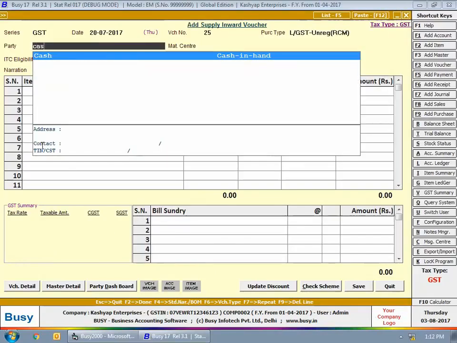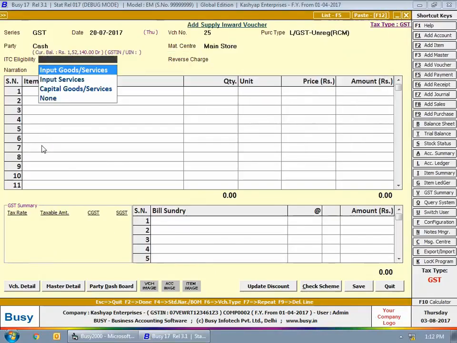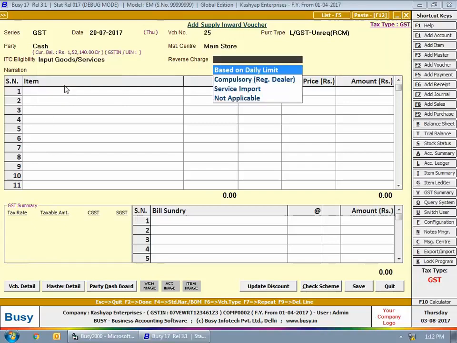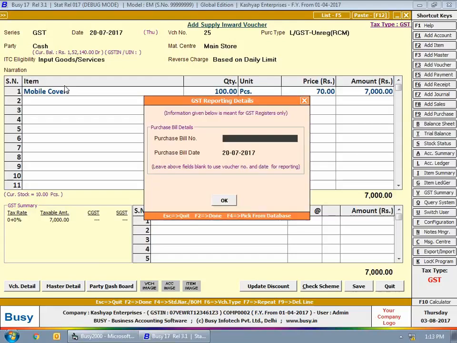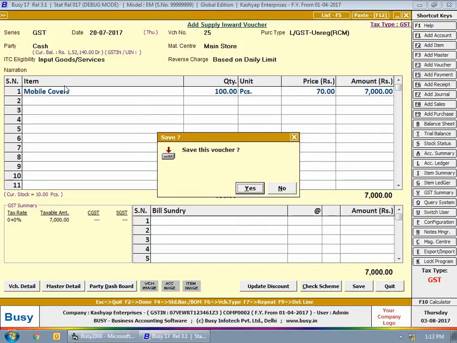Next, the party we have taken as cash, that is, it is a cash bill. ITC eligibility is input goods, so that will get the ITC claim under this, and reverse charge is based on daily limit. Here we have taken the item as mobile covers, and we are purchasing 100 pieces of mobile covers at rupees 70 per piece. Here we are assuming that we are purchasing mobile covers from unregistered dealers and we'll sell it to our customer and charge GST on it. So you can enter purchase vouchers also for the expenses made.